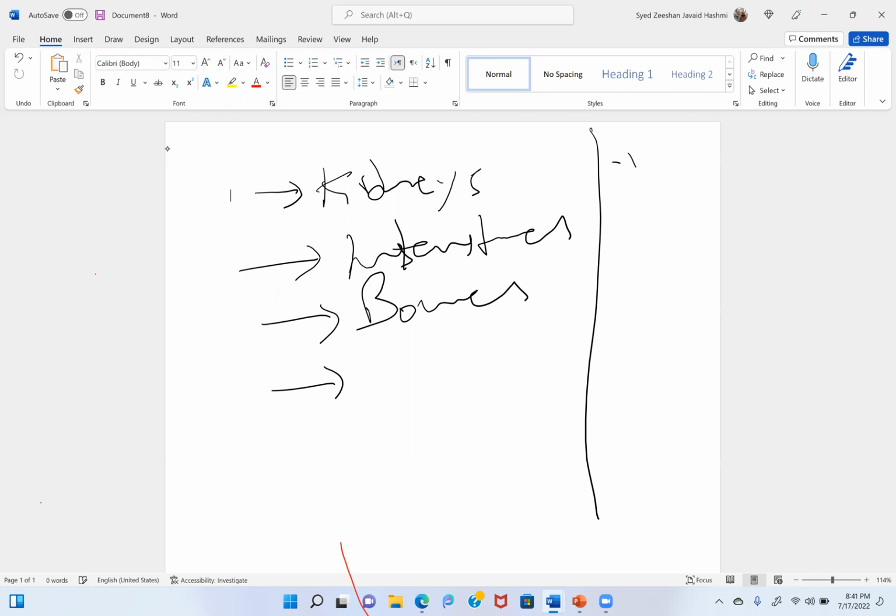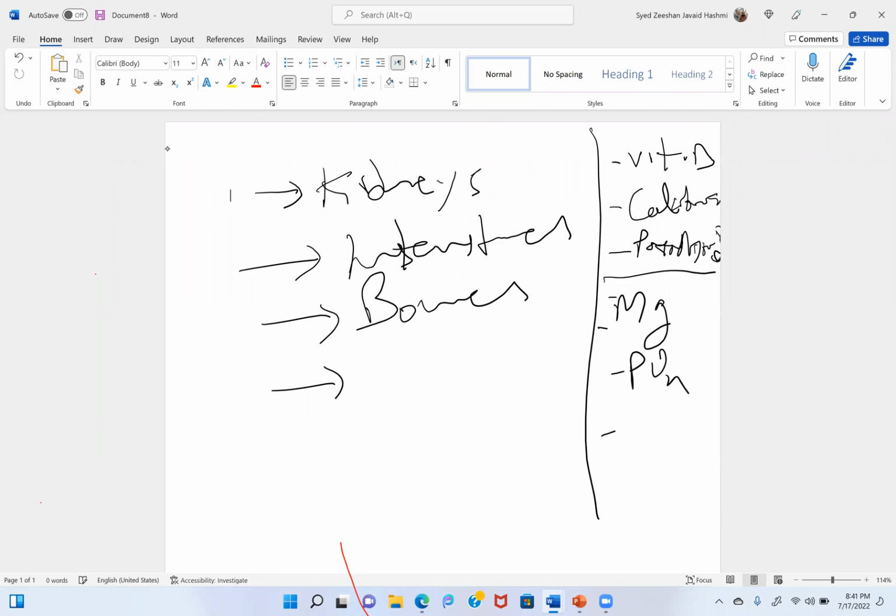Actually, we have missed some things which I was expecting you to tell: vitamin D, calcitonin, and parathyroid hormone, PTH. When we think about magnesium, phosphate, and calcium, these are related to this group. So the end organs controlling electrolyte balance are kidneys, intestine, bones. What else?